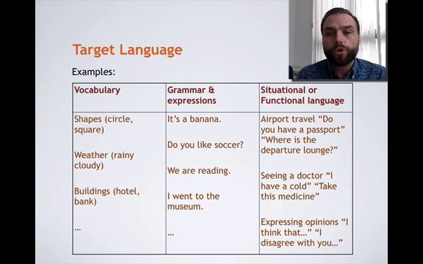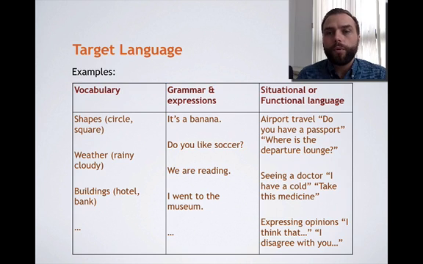We've got airport travel. So this is situational. A few examples. Do you have a passport? And where is the departure? So notice that there are different expressions there, different types of vocabulary as well, but they're all related to the same situation. The next example is situational language, seeing a doctor. I have a cold, take this medicine, have a rest. Expressions like that are used when we see the doctor.